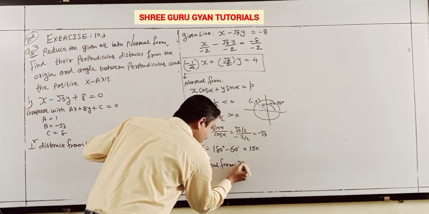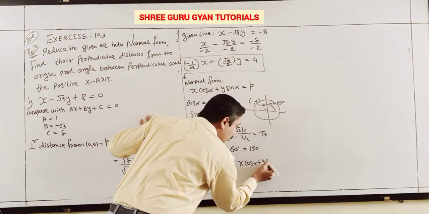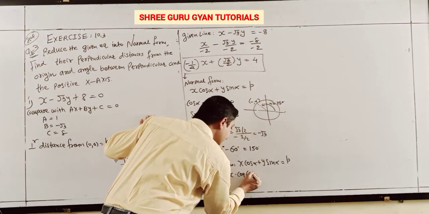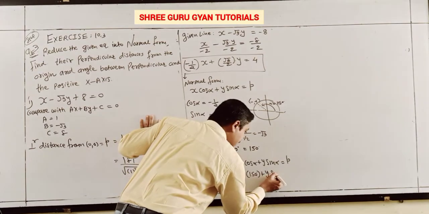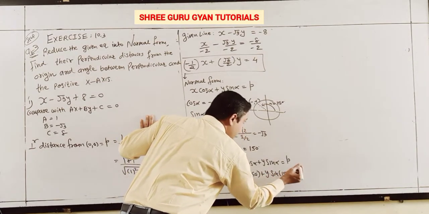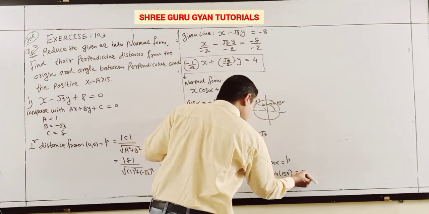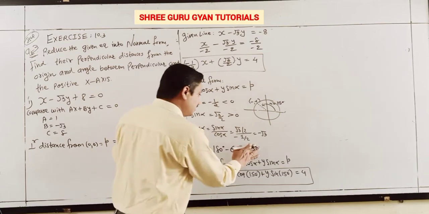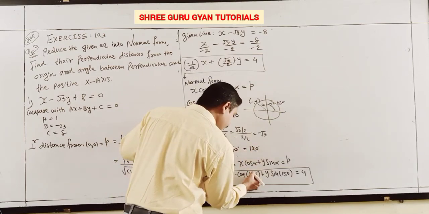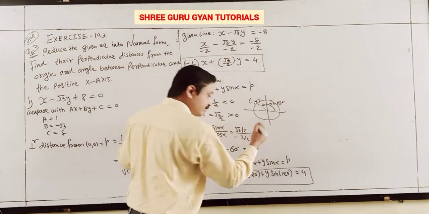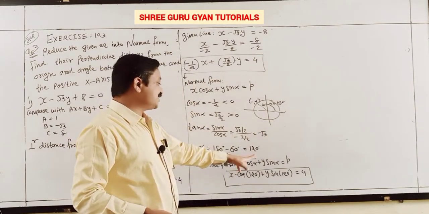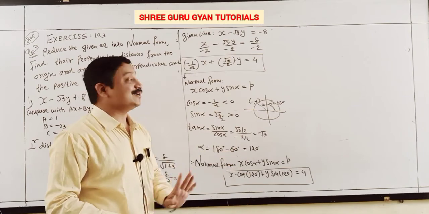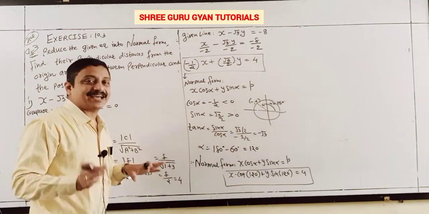You know the form x cos alpha plus y sin alpha is equal to p. x cos alpha, with alpha 150 degree, y sin alpha, and p is what? Our p is 4. That is your final answer, students. I think I made a mistake: 180 minus 60, yeah, 120. Students, my mistake, sorry, 120. By mistake I wrote it; 180 minus 60 is 120, and 120 degree gives x cos 120 plus y sin 120 is equal to 4. Here, students, our first question is happily done.